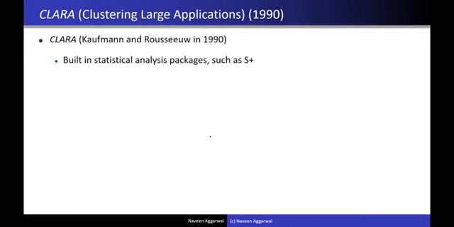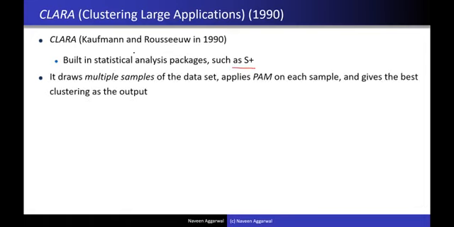It is in S-Plus in 1990, and we pick up the sample in the S language, which is very much similar to R. R is in fact a modification of this. We can pick the sample in a variety of ways, and it is up to us how we pick it. Clara itself defines a way to pick the sample from the data set, and then we can apply PAM on each sample separately and then give one clustering output, or we can apply it on only one or two samples.